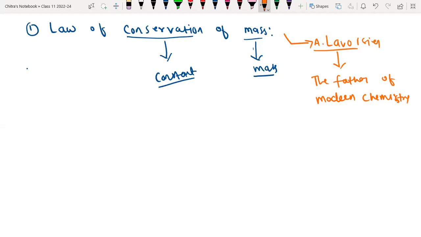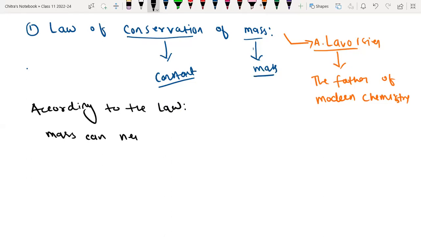I'm writing the statement for that. According to the law, what is the statement? Mass can neither be created nor be destroyed.